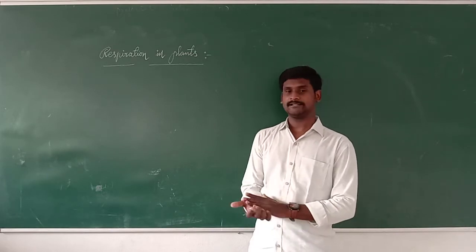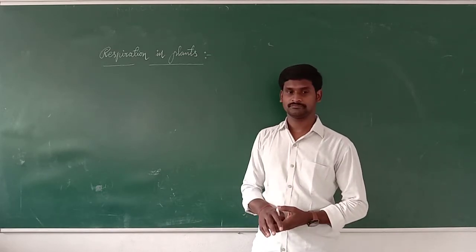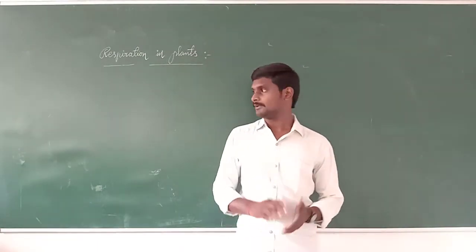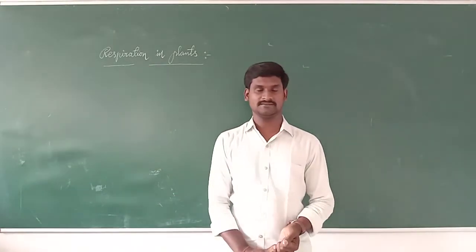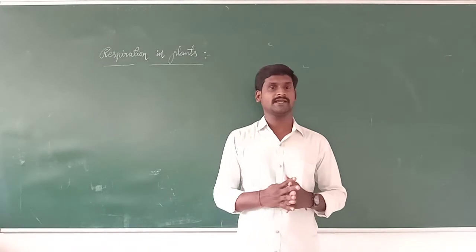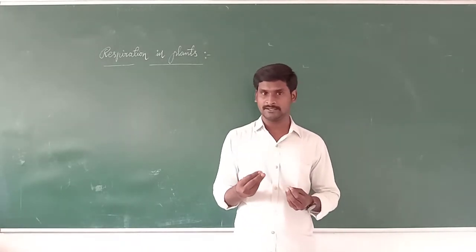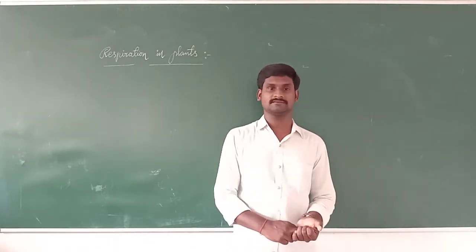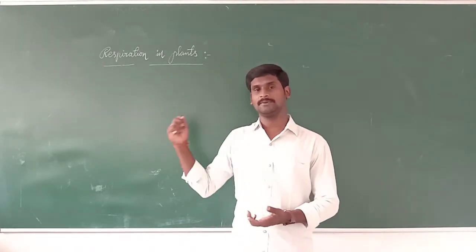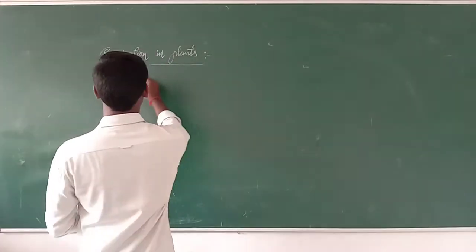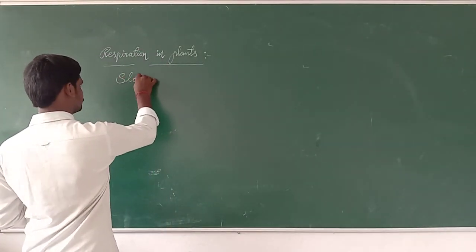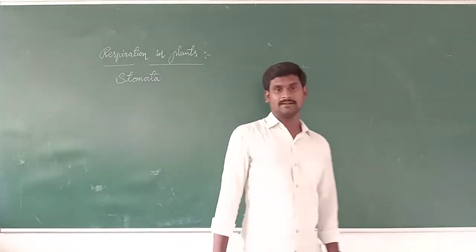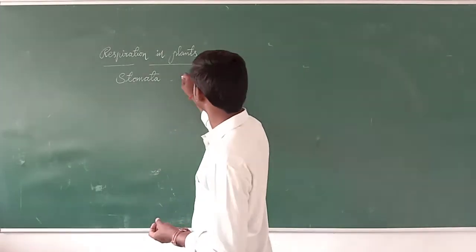The next topic is respiration in plants. We have discussed the four types of respiration in different animals, but now we are going to discuss respiration in plants. In animals we have a specialized organ for exchanging gases, the nose, and the gas is stored in the lungs. But in plants, respiration occurs through a specialized organ called stomata.